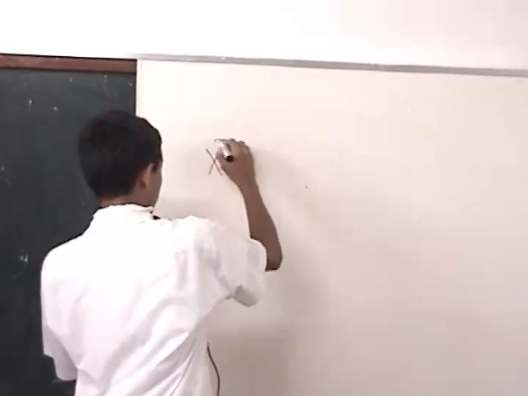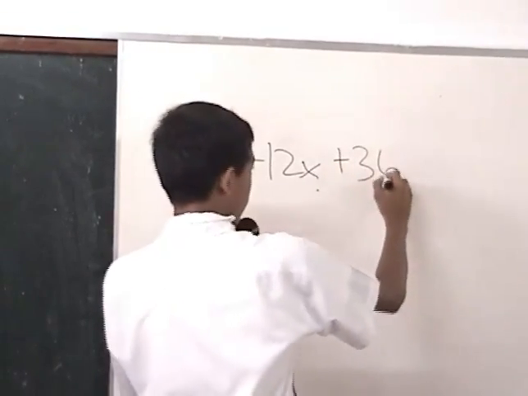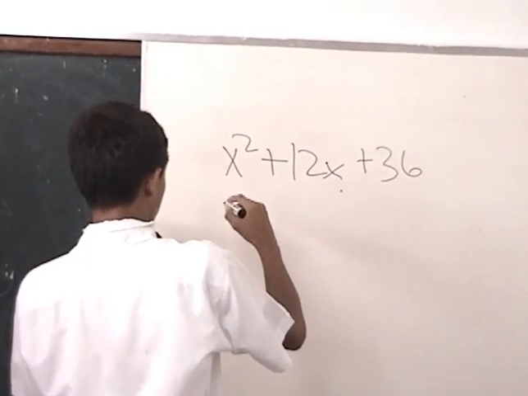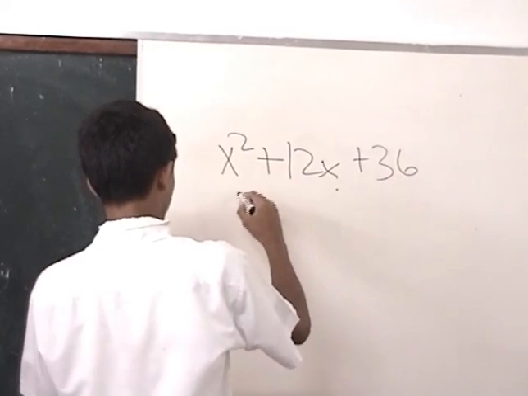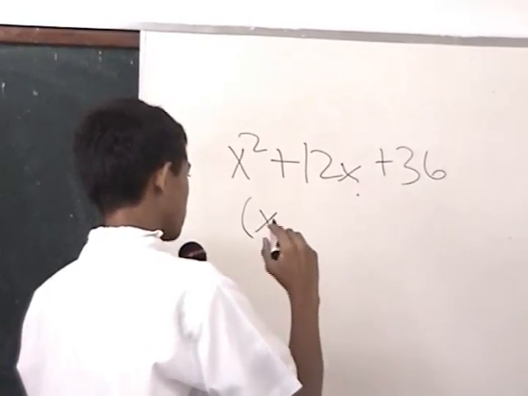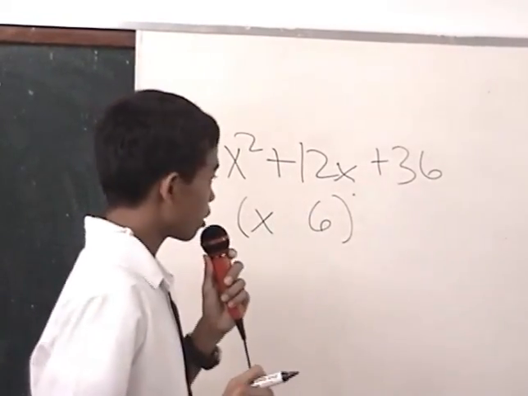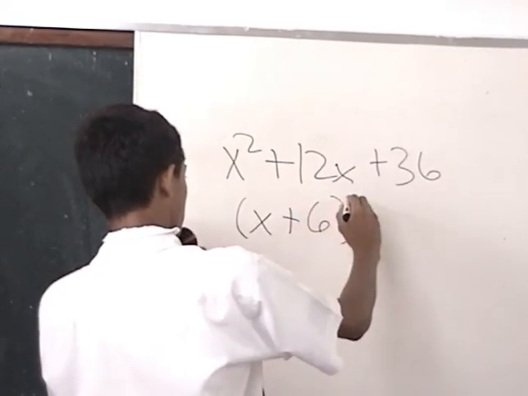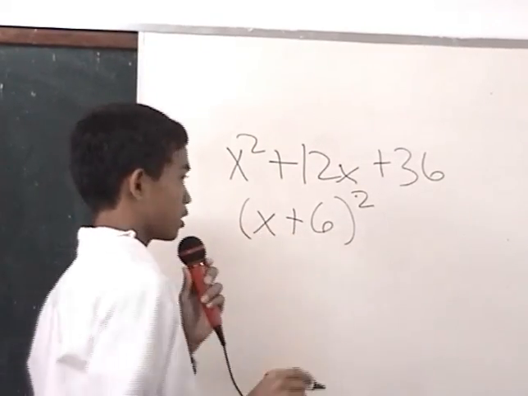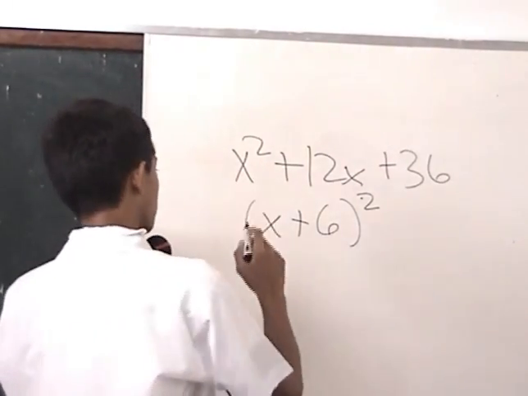X squared plus 12x plus 36 is a perfect square trinomial. To get the factor, first get the square root of the first term, x squared, which is x. And also get the square root of the last term, 36, which is 6. We use positive because the middle term is positive. Quantity squared. To check the answer if correct, multiply x times 6, which is 6x, then multiply by 2, which is 12x. The answer is correct.